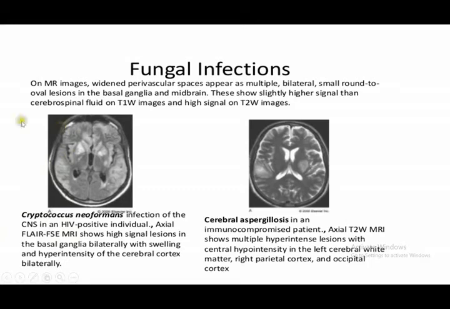These are plain images of MRI brain. This is the T1 image. This is the T2 image. Here you can see hyperintensities involving the basal ganglia, caudate nucleus, and hyperintensities involving the gray matter cortex. These are plain MRI studies with Cryptococcus infection, which is an infection of the CNS in an HIV positive individual. Here you can see again hyperintensities on T2 weighted images.